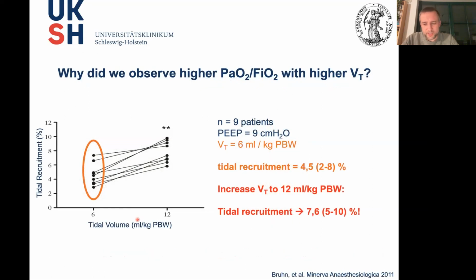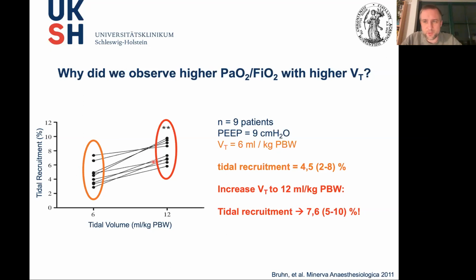This was a very small study which was published in 2011 in Minerva Anesthesiologica, but I think it's very important because what they did is they put patients in a CT scanner, only 9 patients, but still they ventilated them with a tidal volume of 6 mL per kilo and 12. When they increased the tidal volume from 6 to 12 mL per kilo, in both conditions they used CT to measure tidal recruitment quantitatively. And they found that tidal recruitment was lower with 6 mL per kilo than with 12 mL per kilo.